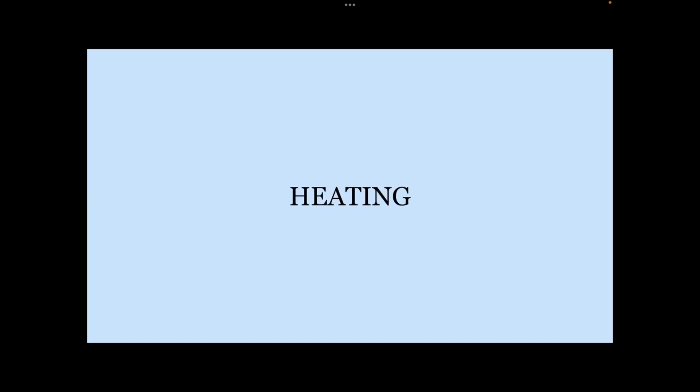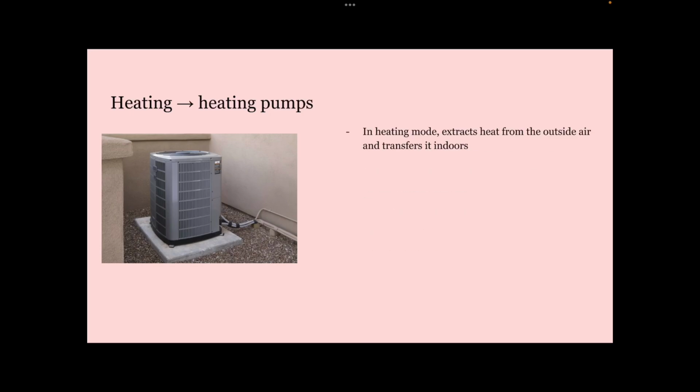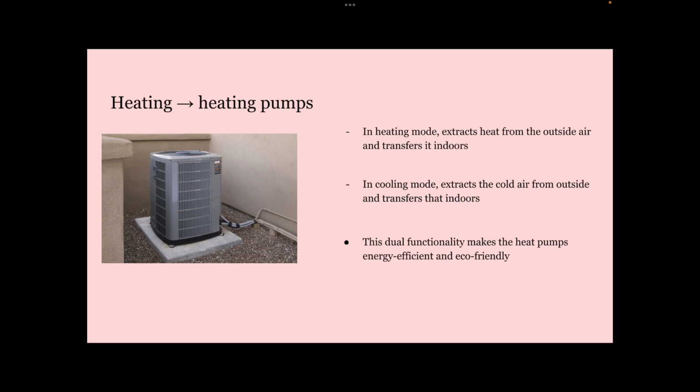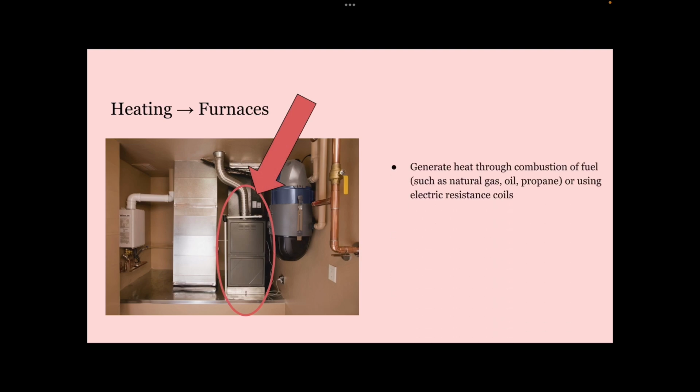The first aspect in an HVAC system is heating. The heating system is set to utilize a furnace or a heat pump. With the heat pump in heating mode, it extracts the heat from the outside air and transfers it indoors. In cooling mode, it reverses that and extracts the heat from indoors and transfers it outside. This dual functionality in modern HVAC systems makes heat pumps energy efficient and eco-friendly in comparison to furnaces, since furnaces generate heat through combustion of fuel, or they utilize electric resistance coils.